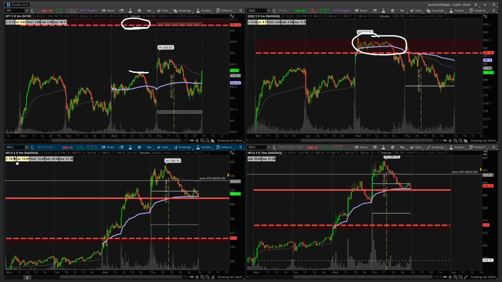On the bottom left, we have Netflix on the 5-minute time frame, and we have it on the 15-minute time frame here. So we can see where Netflix came from for the week. And again, here goes our previous all-time high. This is our 2 sigma level. It means that the market is going to want Netflix to close below this level by tomorrow at 4 p.m. or at the level. So we can use this as our mean.